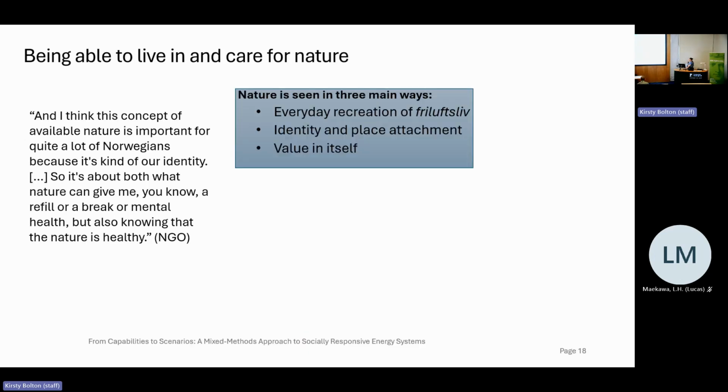So being able to live in and care for nature, that's very important in Norway. There's this concept of friluftsliv. So you really spend a lot of time outside, and it's a value in itself. Most people also have a cabin, which is a very simple hut, where they would spend their weekends. And for them, it's very important to spend their time outside in untouched nature, as they would call it.